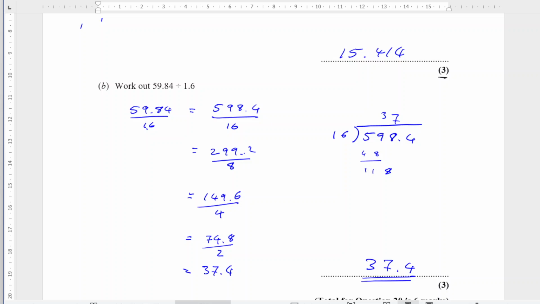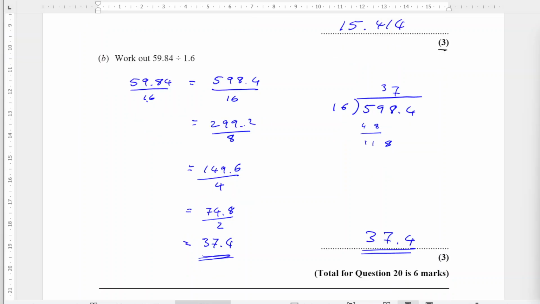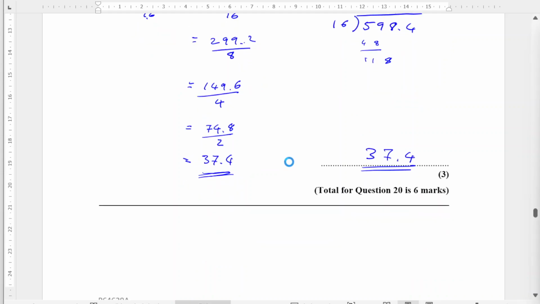You could have done the full division. I got a bit stuck, well, not stuck. I realised that I was probably going in the wrong direction. That's the quickest way, I think. Okay, next question.